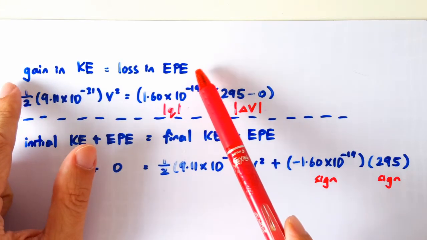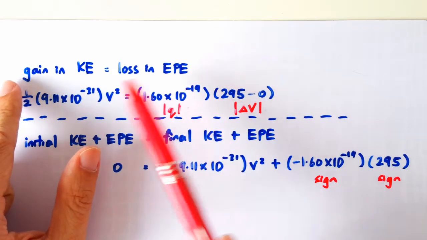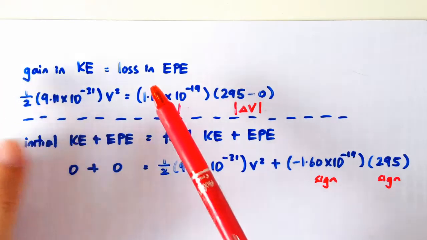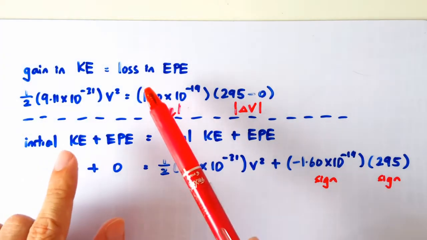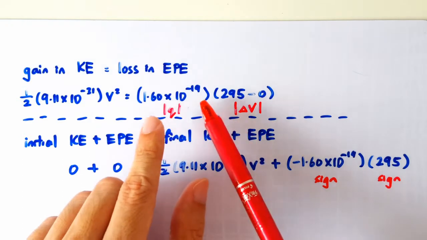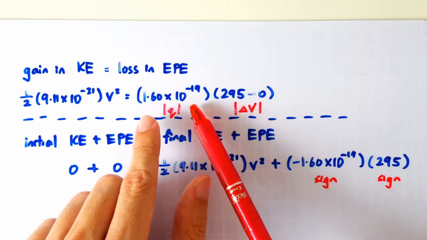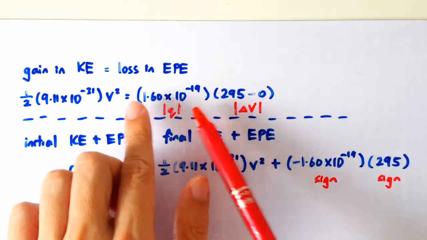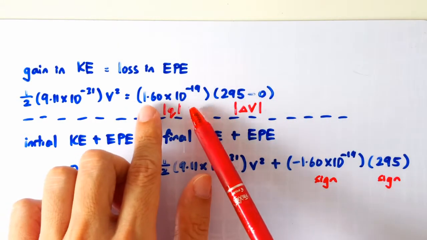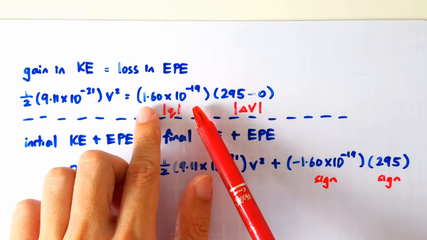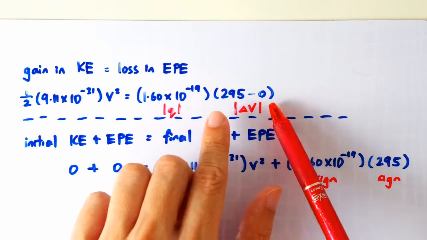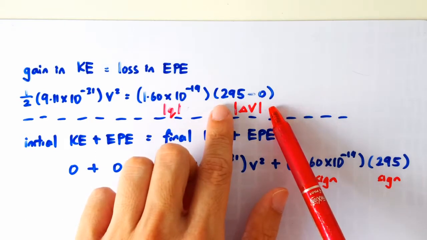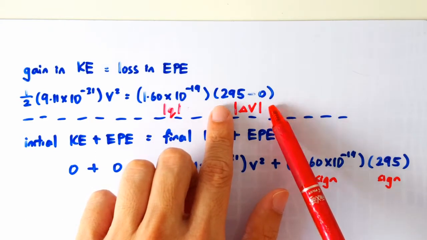The troublesome thing about this approach is you've got to figure out who gains and who loses. That's the troublesome bit. But once you have figured that out, the good thing is when you figure out the change in EPE, all you have to do is to put in the magnitudes. So you don't care whether this is a negative charge or positive charge, you just put in the magnitude of the charge. You don't care whether the potential difference is positive or negative, you just put in a positive number. Okay?